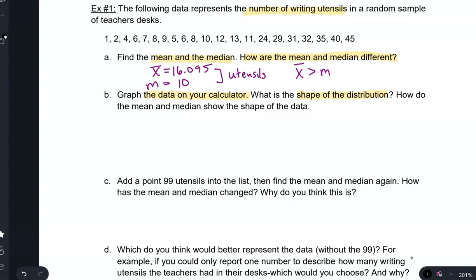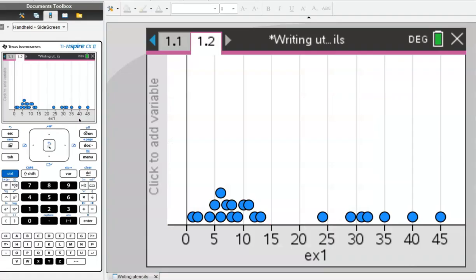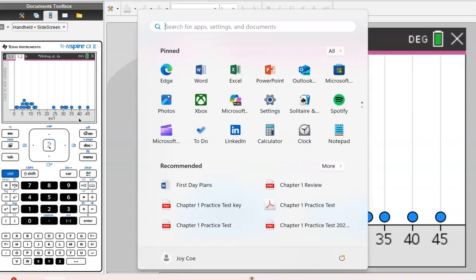So let's talk about the shape of this distribution and how do the mean and median show up in the shape of that data. Okay, so this distribution is definitely unimodal and skewed to the right.